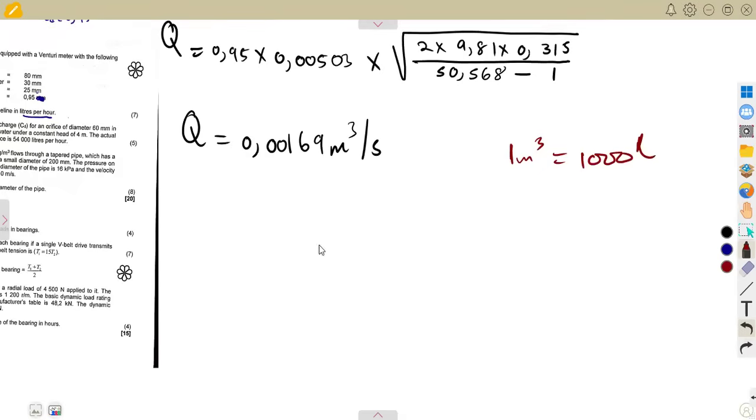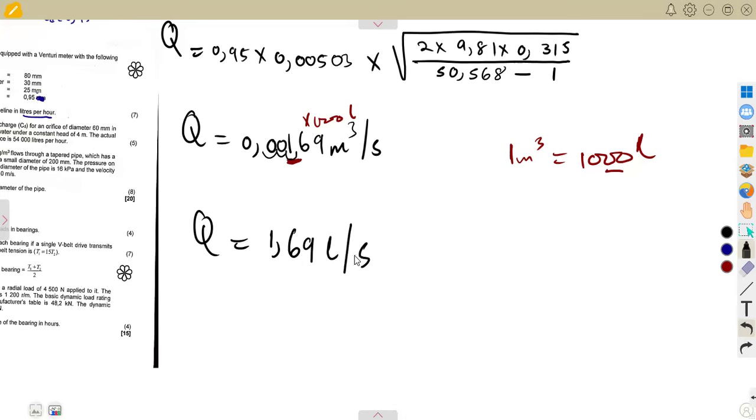That's what we have. So to convert this to liters, we're going to multiply by 1,000, because each cubic meter is 1,000 liters. So our delivery, if we multiply by 1,000, is going to be 1,690. Just use your calculator there.